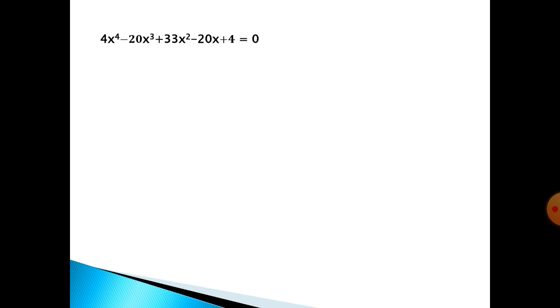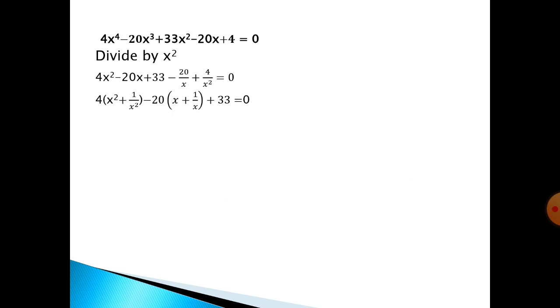Here, the center term variable is x square. Divide the whole equation by x square. We get 4x square minus 20x plus 33 minus 20 by x plus 4 by x square is equal to 0. On comparing first and fifth term, second and fourth term, we write 4 of x square plus 1 by x square minus 20 of x plus 1 by x plus 33 is equal to 0.